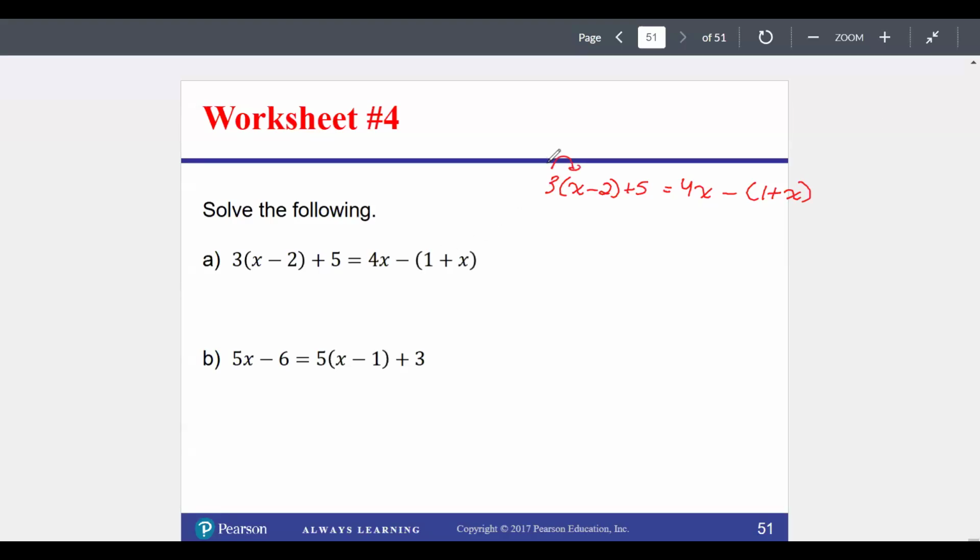So we're on A here. First thing I'm going to do is simplify both sides. I'm going to distribute that 3. I get 3x minus 6 equals 5. I'm going to distribute this invisible -1 across, and we end up with 4x minus 1 minus x. Combine like terms: on the left side, 3x minus 1. And on the right side, we have 4x minus x. So we have 3x minus 1.